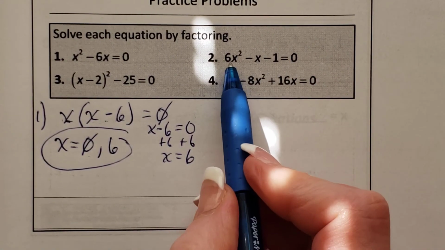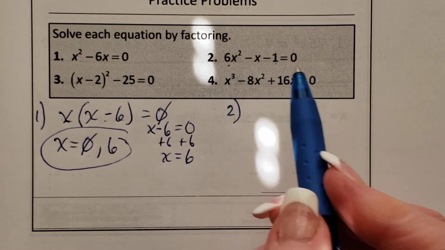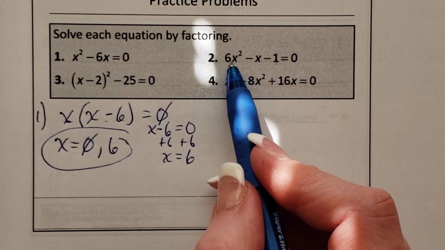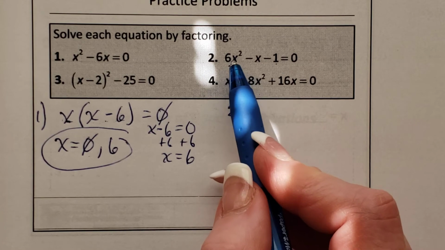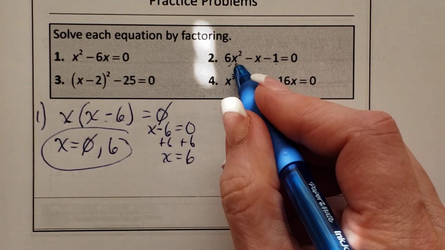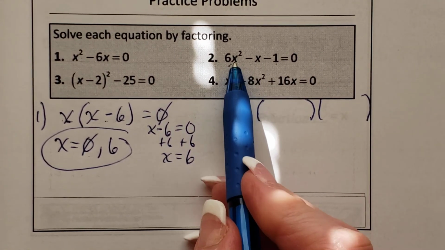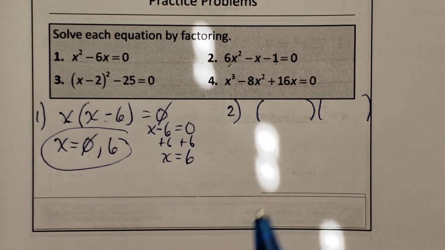Now this isn't a perfect square, but we're going to use trial and error to see if we can get factors that multiply to give me 6. All right, let's just work this out. Let me see if I can think of 2 numbers. The only factors of 6 are 1 and 6 and 2 and 3.